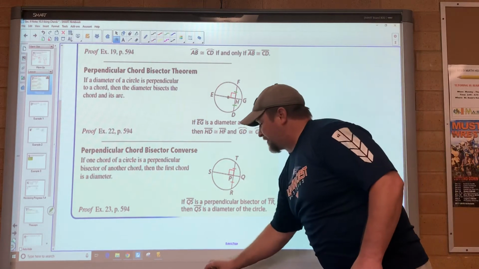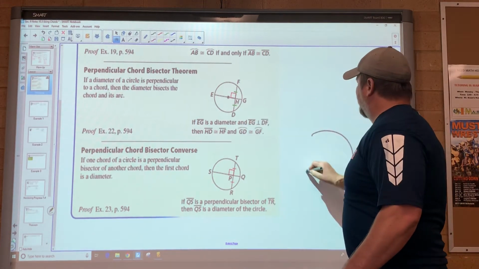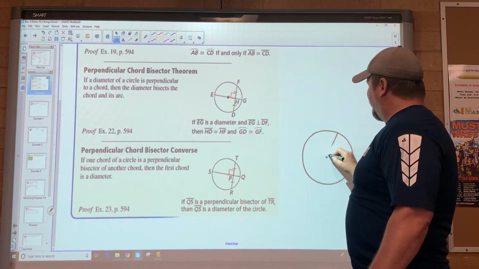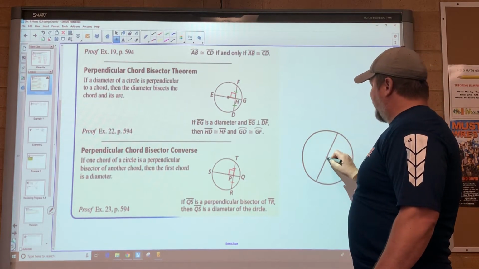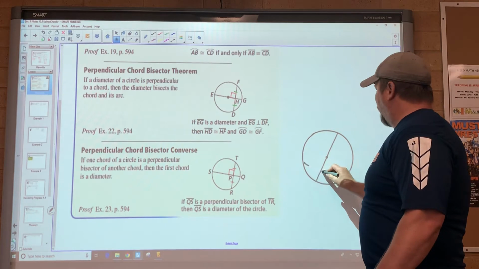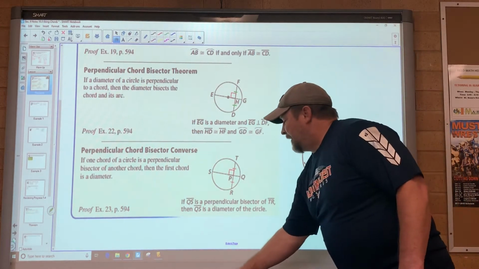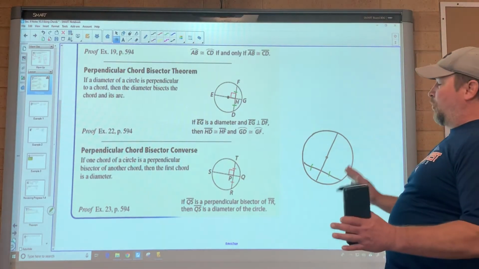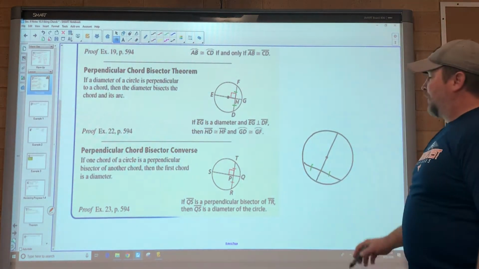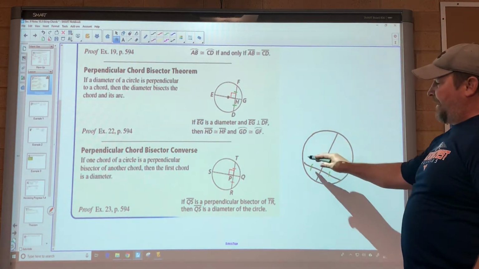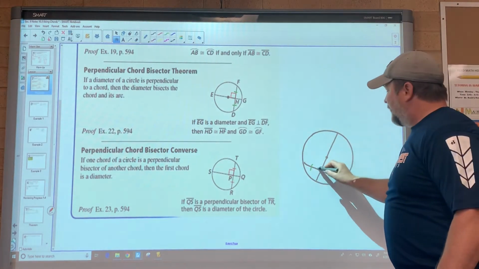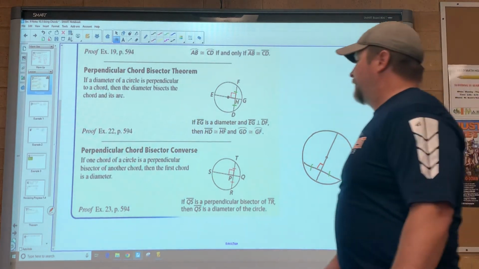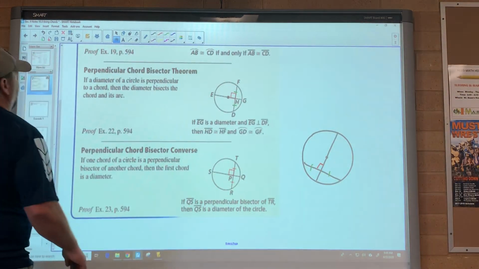The converse to that is this one. So let's say I have a circle. I've got a diameter that goes through it. Doesn't matter where the diameter is. And I've got a chord, and they have the chord cut in half. If the chord is already cut in half by the diameter, okay, then we know we have a 90. Does that make sense? I hope so. That's what they're trying to teach you on that one, okay?